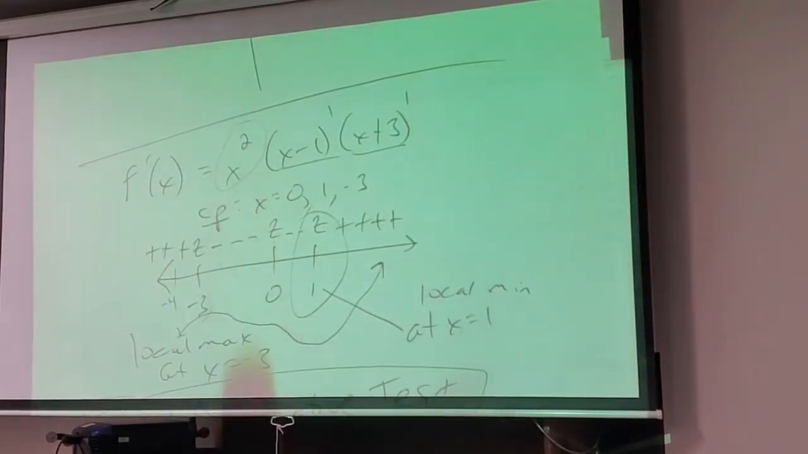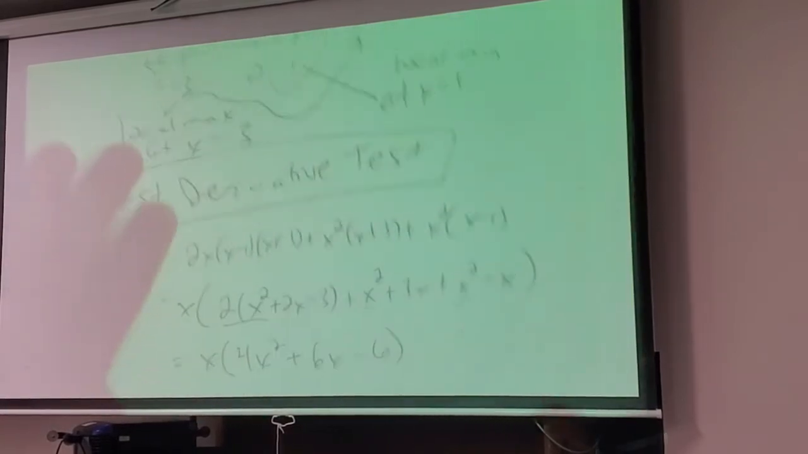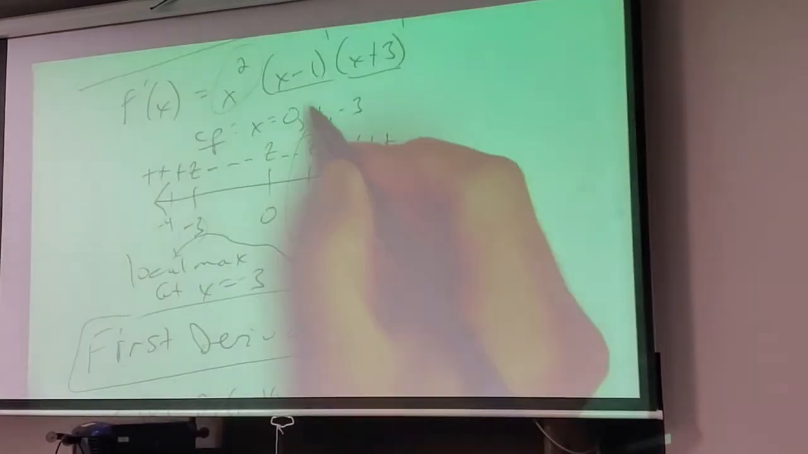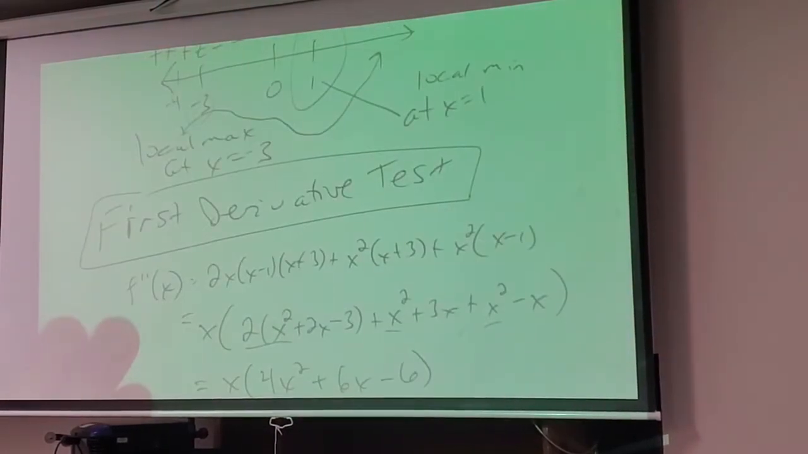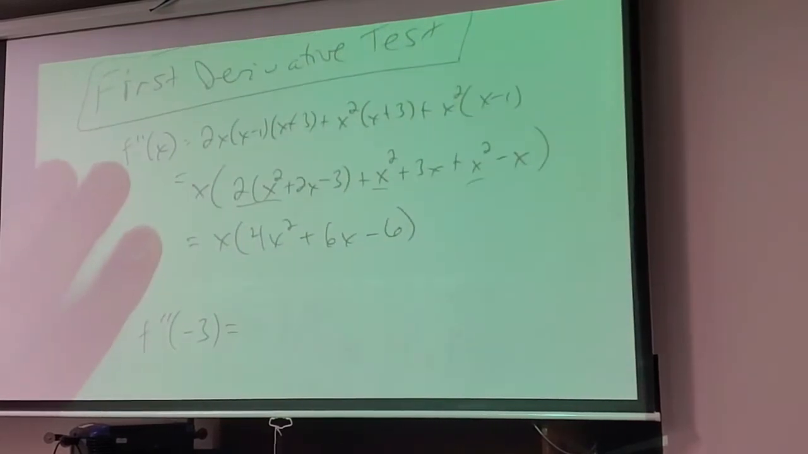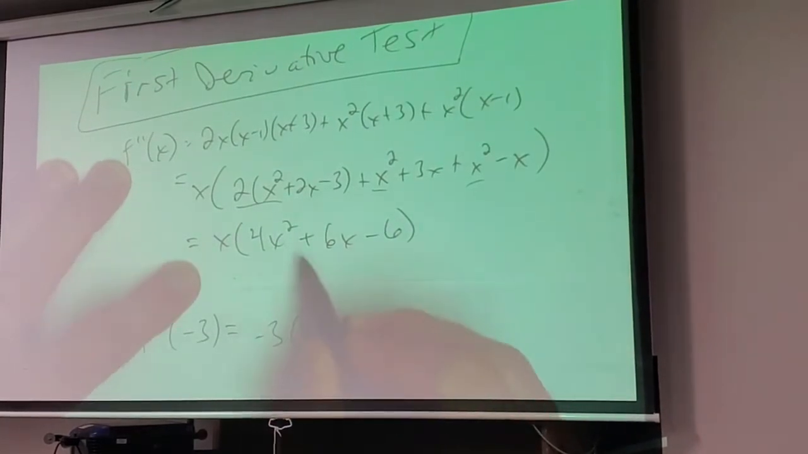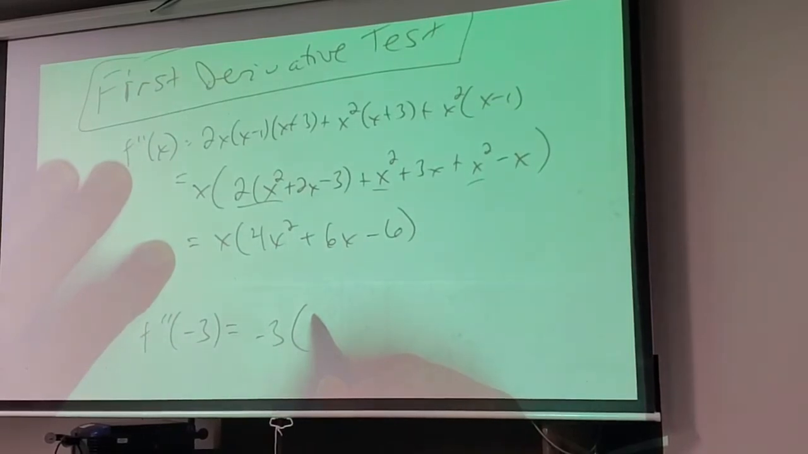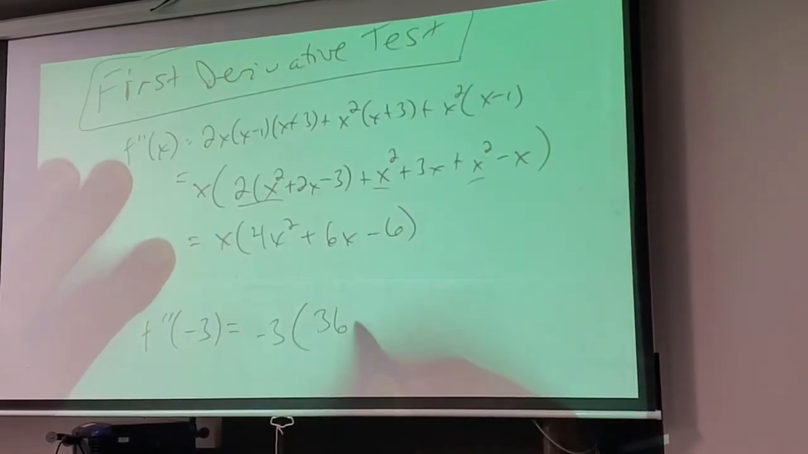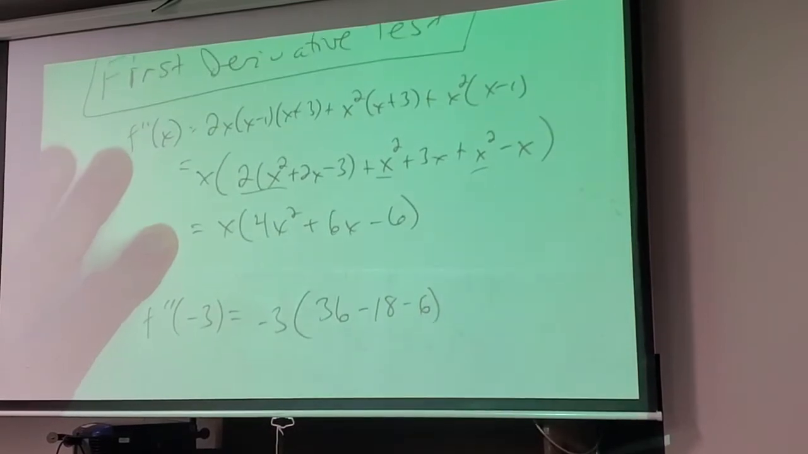I've given myself no room for all of this. We already determined the answers here. But let's see if we can do it again with the second derivative. So look at my critical points: 0, 1, negative 3. Let's do negative 3 first. What's the second derivative at negative 3? I don't even care about the actual number, but let's see. Negative 3 times 36 minus 18 minus 6.